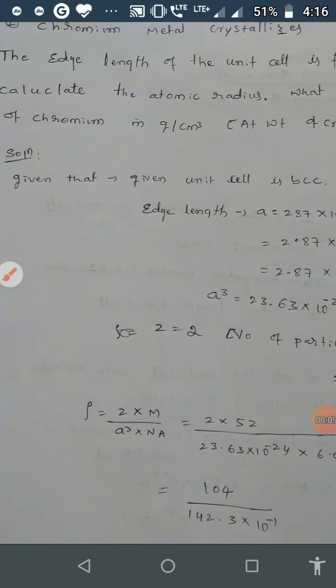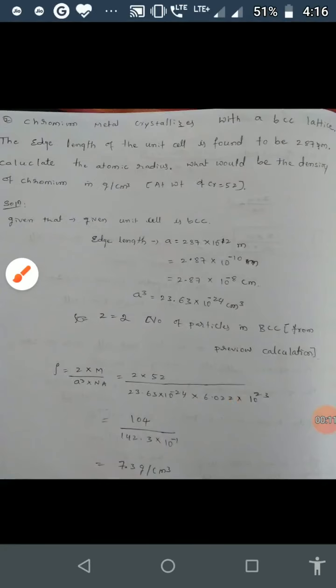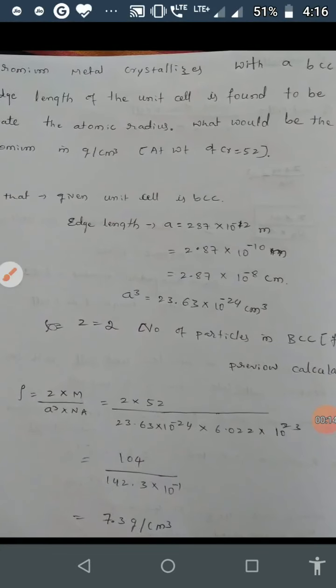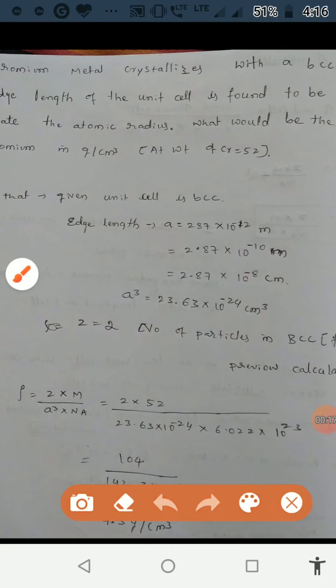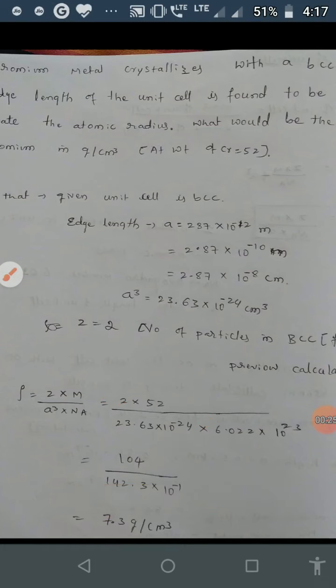rho is equal to Z into M divided by A cube into Na. That is 2 into 52, we will get 104, whereas 23.63 into 6.022 into 10 power 23, that is 23.63 into 6.022 is 142.3. 10 to the power of minus 24 and 10 to the power of plus 23 gives you 10 to the power of minus 1.